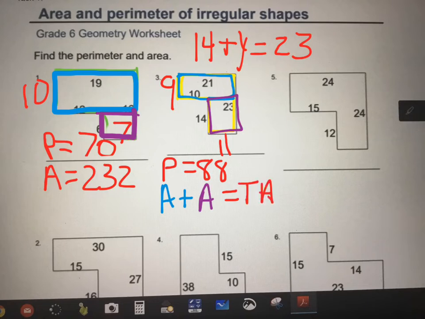So let's go ahead and solve those. The area of the blue one is going to be 21 times 9. And the area of our purple one is going to be 14 times 11. Okay, go ahead and pause the video now and solve for those two answers.